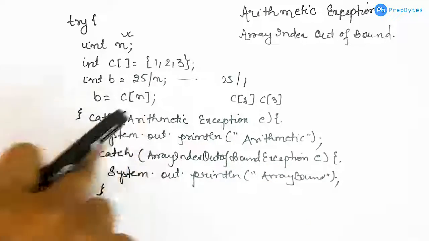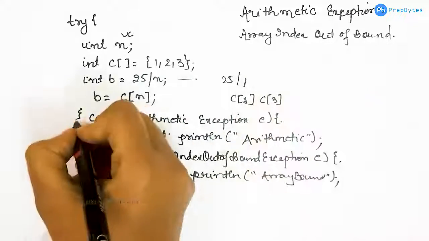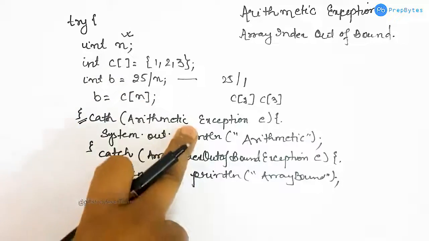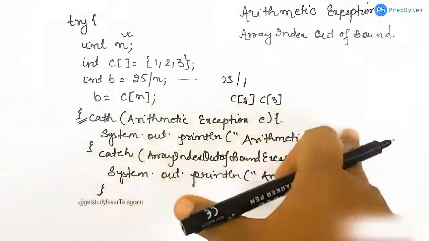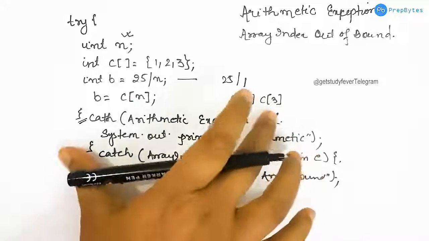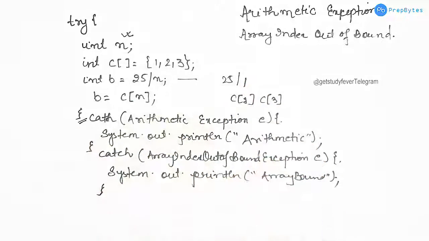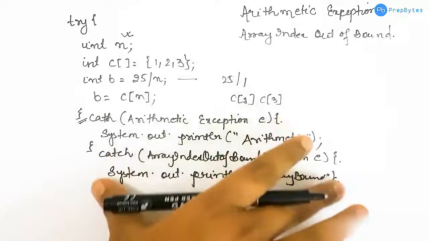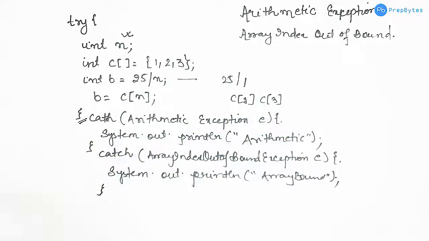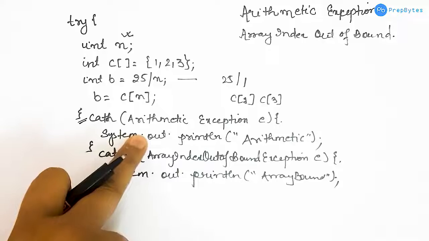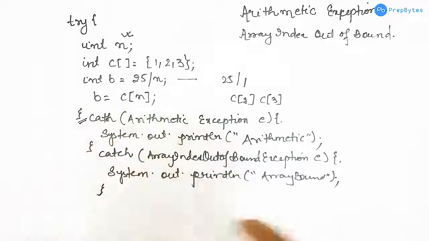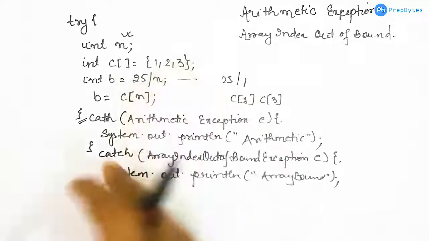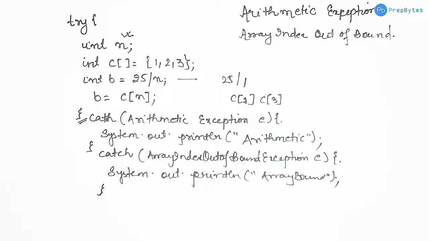So in this particular case, it first comes to this particular catch. It gets a match, whatever is there in the catch block gets executed, and the rest of the catch blocks are skipped. So once there is a match, the rest of the catch blocks are skipped. What happens here? This particular statement gets executed and the rest of the catch blocks are skipped by Java. So if n is equal to 0, this catch block gets executed.